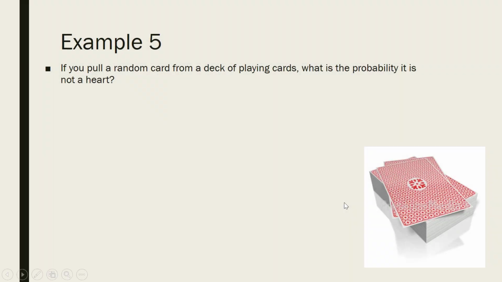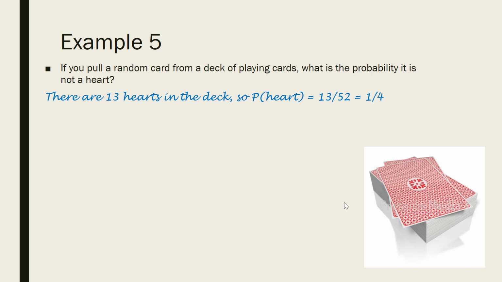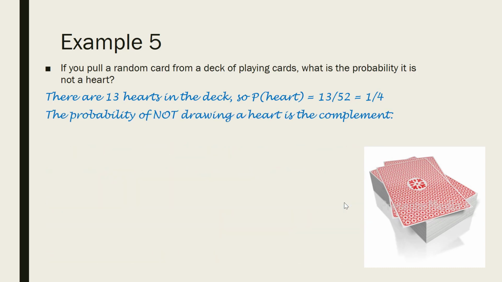Example 5. If you pull a random card from a deck of playing cards, what is the probability that it is not a heart? We know there are 13 hearts in the deck, so the probability of getting a heart would be 13 out of 52, which simplifies to 1/4. The probability of not drawing a heart is the complement. So the probability of not heart equals 1 minus the probability of getting a heart, which equals 1 minus 1/4, which is the same as 3/4, so 3 out of 4.